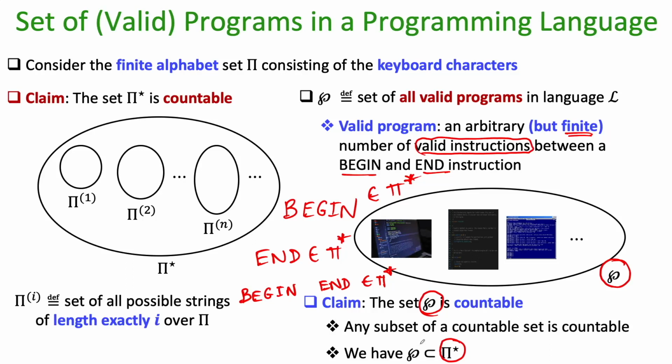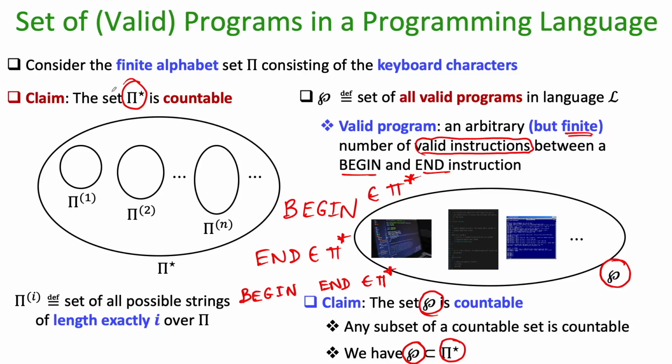So that's why the set P will have only a subset of strings from pi star, because pi star will have all the things that you have in the set P plus invalid programs as well, because pi star just talks about strings over the set pi. Whether that string is a valid program in your programming language or not, that's not necessary here. So that's why the set P is a strict subset of pi star. And since we know that pi star is countable, that means we know how to list down the elements of the set pi star. Using that process, we can also come up with a process of listing down all the valid programs in your programming language as well.